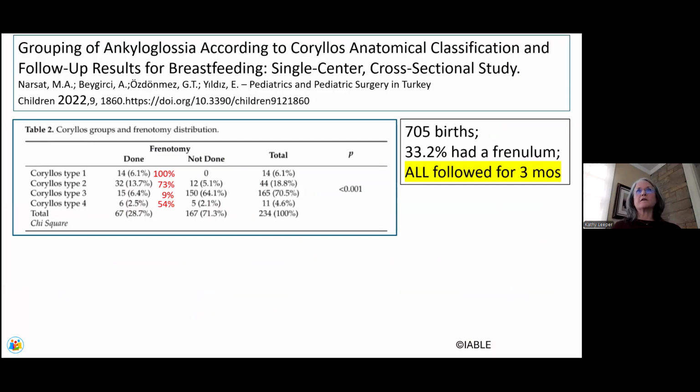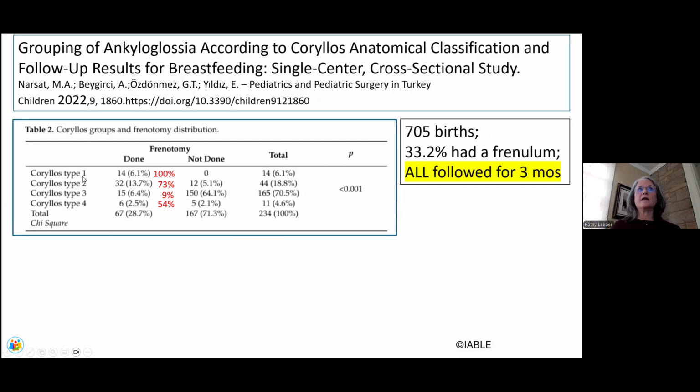And I wanted to show this because it's one of the few studies that actually took the time and effort to look at the different typings. Remember, 1 is way to the tip, 4 is way in the back. How many of the frenotomies they did had the different types, and somewhat about the symptoms that the babies had.